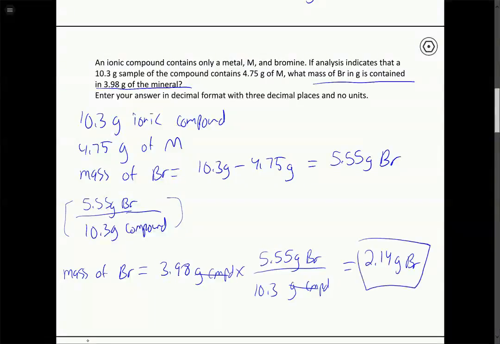I guess they wanted 3 decimal places, so technically you would enter this as 2.144, but if you have the first 2 decimal places, then it would still count your answer. Alright, so that's how we do this one. We can use these mass ratios as conversion factors to determine how much of one element is contained in a certain amount of that compound. So the first step was recognizing how to use this given information to form a ratio, and then from there we can use that ratio to extrapolate how much bromine is in 3.98 grams of the compound.